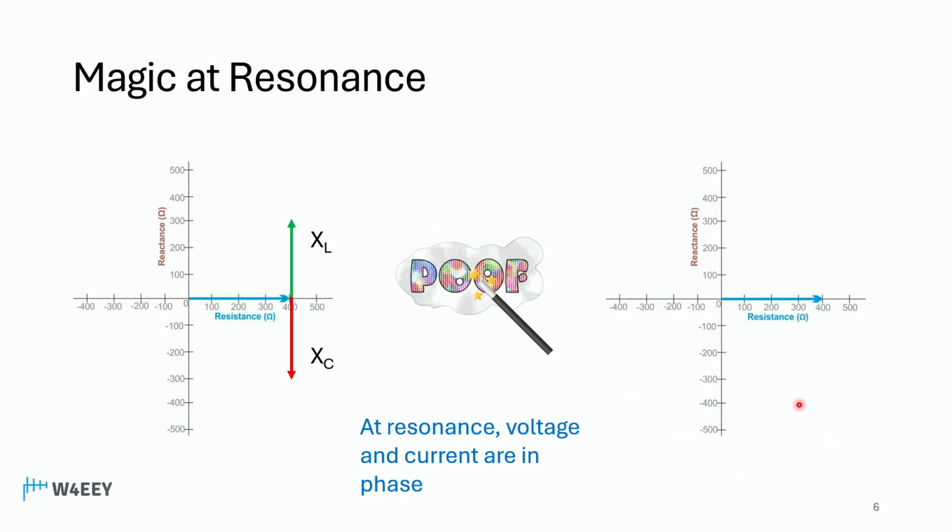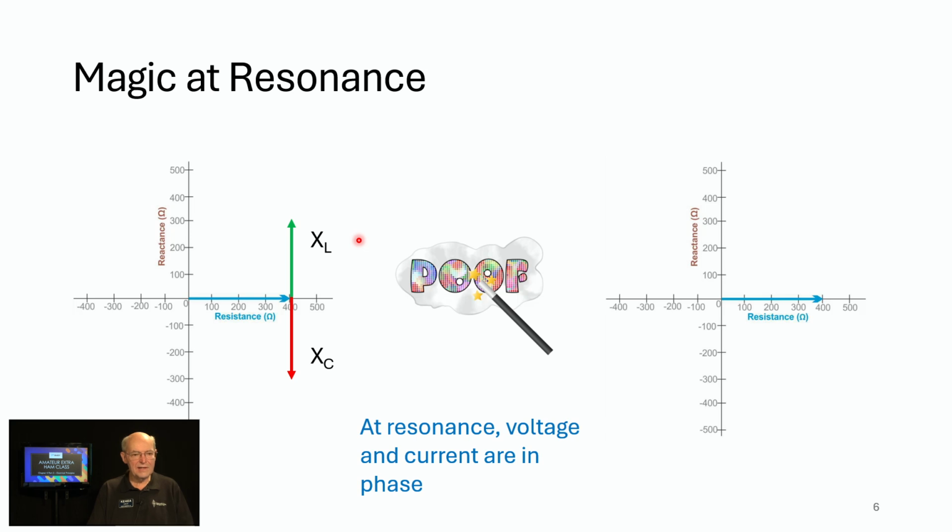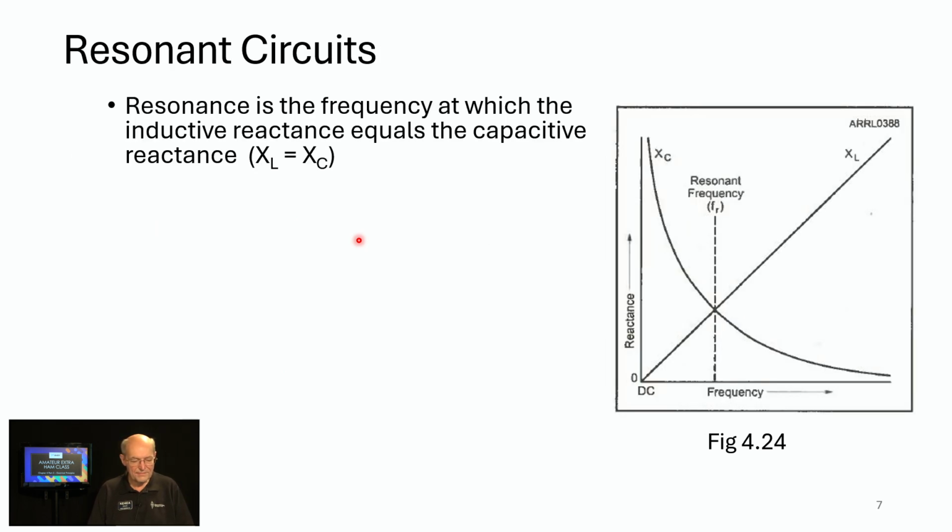So what we're left with is just this. We wind up with the impedance being right on the x-axis. It's purely resistive. The capacitive and inductive reactance have completely canceled each other. And some major ramifications to that, as we'll be getting into. We saw this chart, I believe, in our last class. Resonance is the frequency at which the inductive and capacitive reactance are exactly equal.